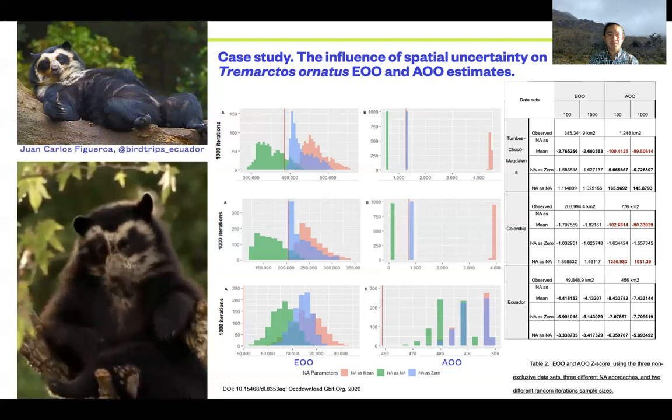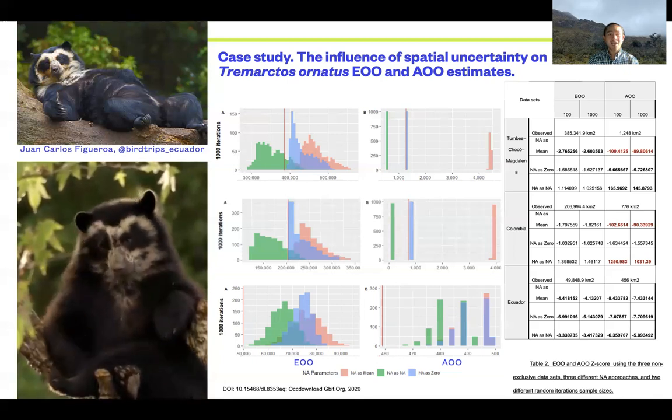Does positional vagueness have a common effect in the EOO and AOO regardless of the number of iteration samples? Yes, using 100 or 1,000 iteration samples, they result in similar estimated patterns. In conclusion, the results suggest that to assess the species occurrence points, the student should have a precautionary but realistic attitude to uncertainty.